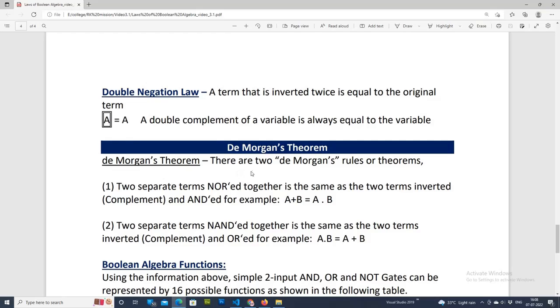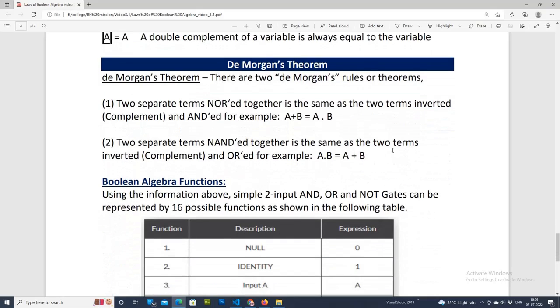Now double negation law. A term which is inverted twice equals the original term. Here we have double A-bar equal to A. A double complement of a variable is always equal to the variable. It's also a term you have to remember.